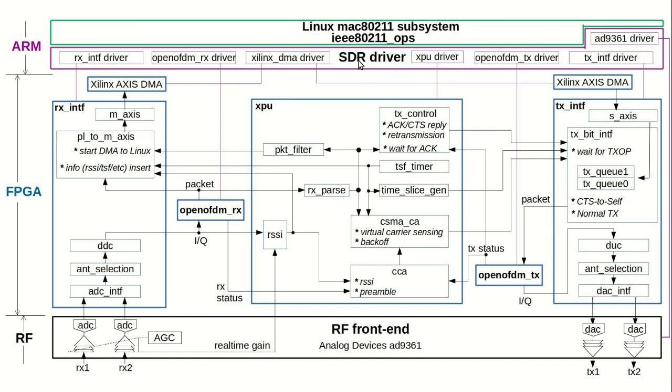We have built a Wi-Fi driver and an SDR driver. There are many component drivers. Some drivers are for register read and set. Some drivers are in charge of the DMA, because in the FPGA we have to use DMA to handle Wi-Fi packets between the FPGA and Linux.